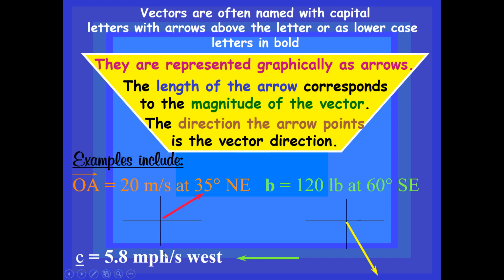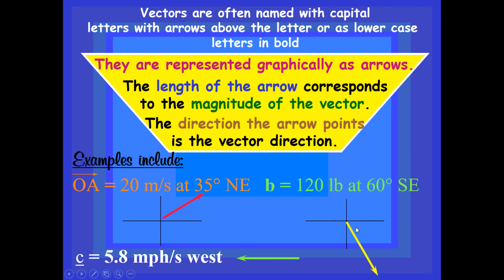This one is an example of an acceleration vector, because it's got the change in speed with time. Velocity is a change in displacement over time, and acceleration is a change in velocity over time. So miles per hour is a velocity, and if you make it per second, it's velocity per time. So 5.8 would be the length of this vector, the magnitude, and west is its direction.